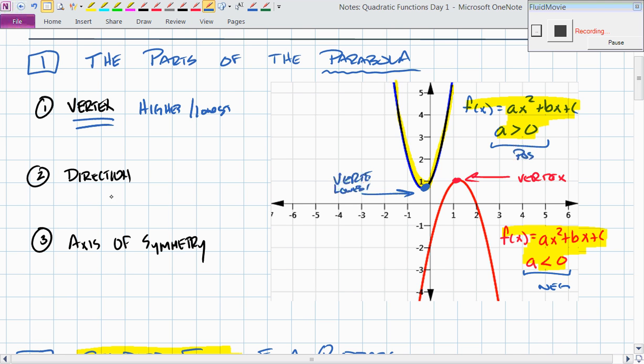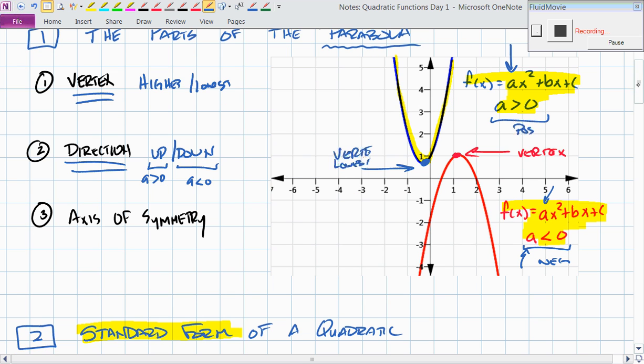That leads me into talking about direction. There's two directions they can open: up or down in this case. They can also be sideways and slanted, but we're not going to get into that part just yet. If your a value, the coefficient in front of your x squared term, is greater than 0 or positive, that indicates it opens up. So we say a is greater than 0. If it opens down, then your a value has to be negative, so a will be less than 0. So we have vertex, highest or lowest point, and direction, either up or down.